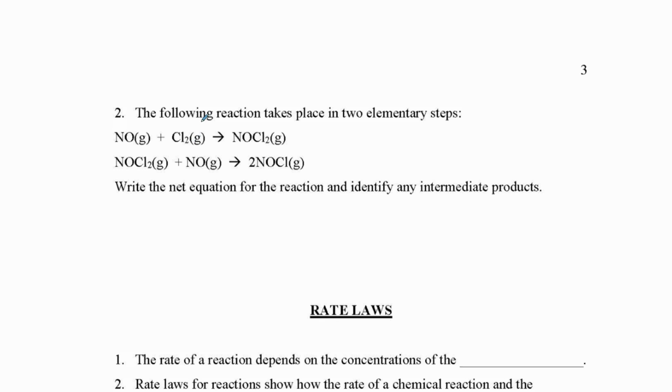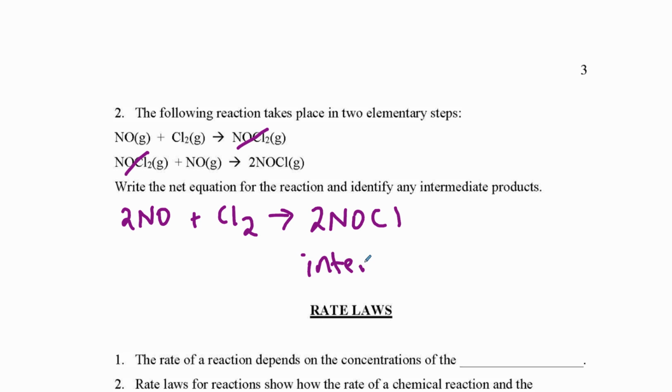Okay, last example, we've got two steps in this reaction mechanism. So if you look through everything, you can see NOCl2 appears as a product first and then as a reactant. So that's our intermediate. The net equation is 2NO plus Cl2 produces 2NOCl. And we can just write that the intermediate is NOCl2.